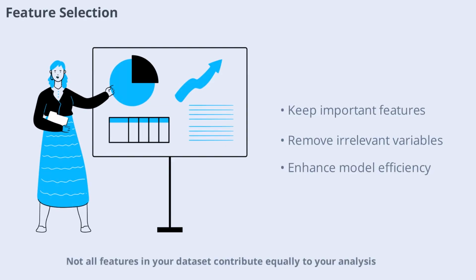Not all features in your dataset contribute equally to your analysis. Feature selection involves identifying and retaining the most relevant variables while discarding those that add noise or redundancy. Techniques like correlation analysis, mutual information, or model-based selection help streamline your dataset and improve model performance.